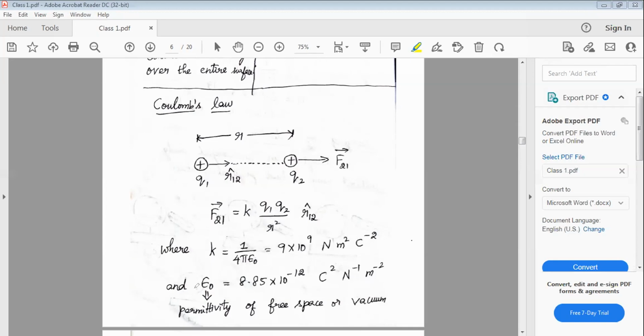And what is the meaning of this epsilon 0? That is the permittivity of free space. It is related to the ability of the medium to allow the electric field to pass through it. So whenever you place these charges in free space or vacuum, you have this epsilon naught. The value of epsilon naught is 8.85 into 10 power minus 12 Coulomb square per Newton per meter square.